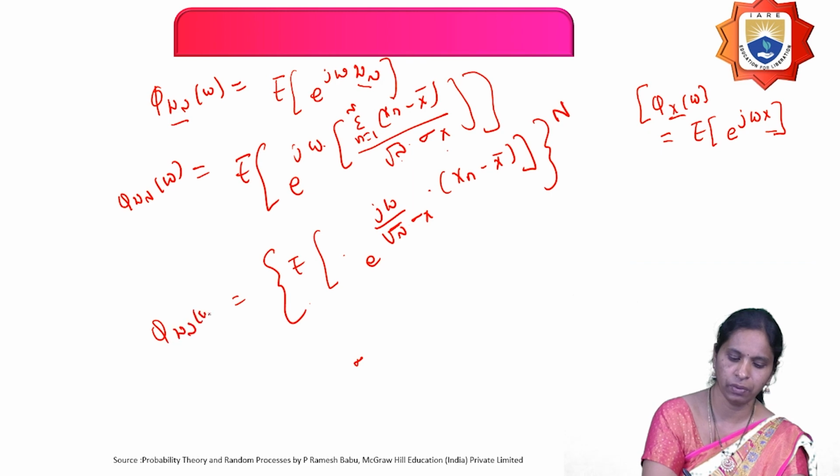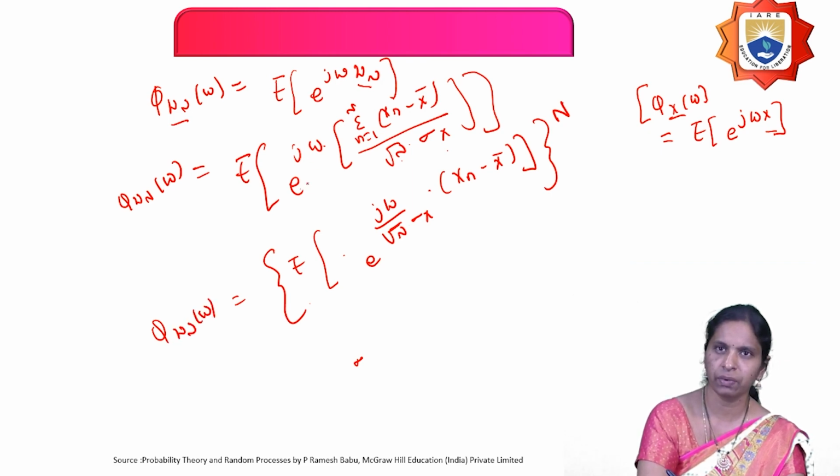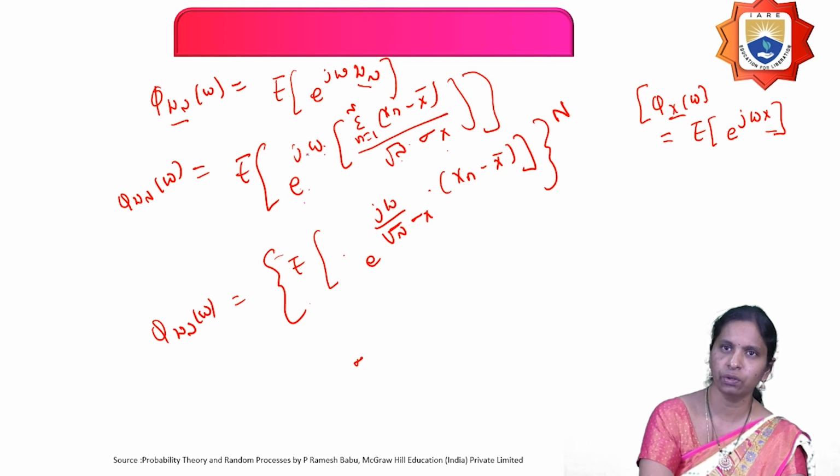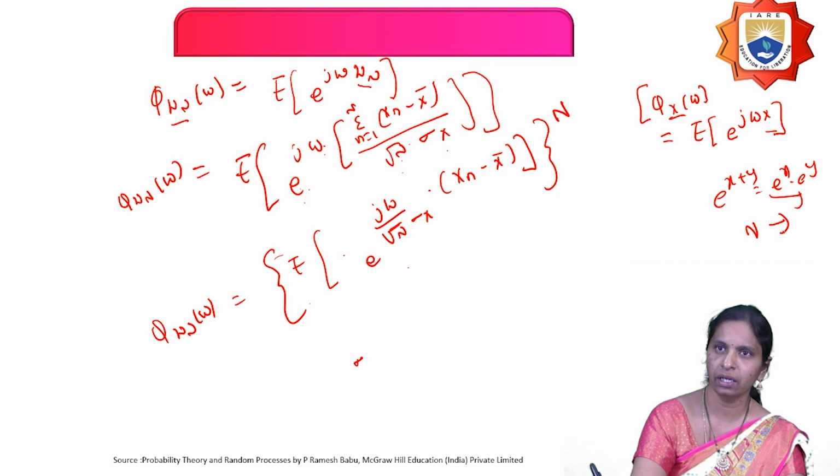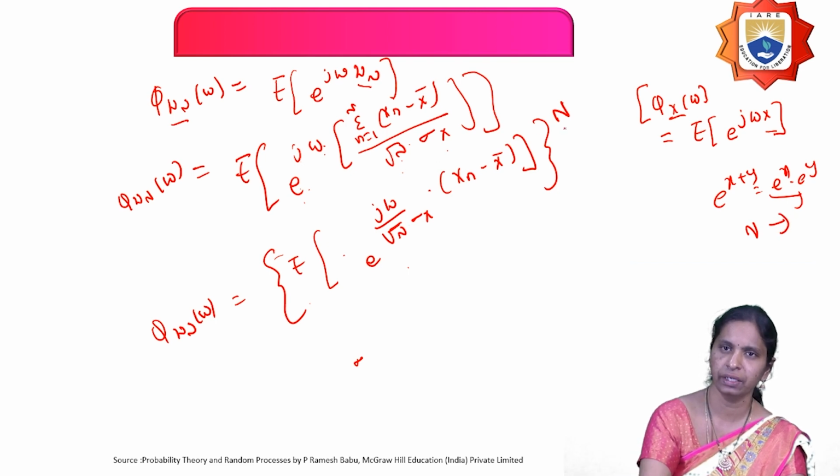So you are rewriting e power j omega into the sum from n equals 1 to n of xn minus x bar by root n into sigma x as the expectation of e power j omega by root n into sigma x, and you are going to get this term n number of times, because e power x plus y is e power x into e power y. Like that you are going to get it n number of times. Therefore, I am writing here the whole power n. Now take logarithm on both sides.